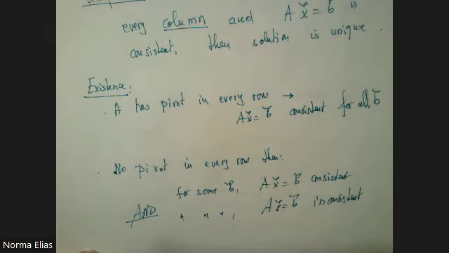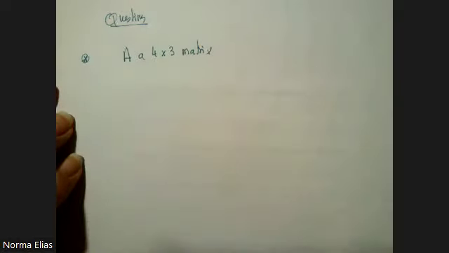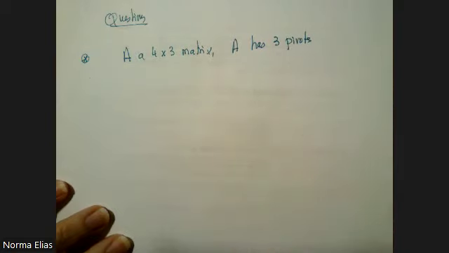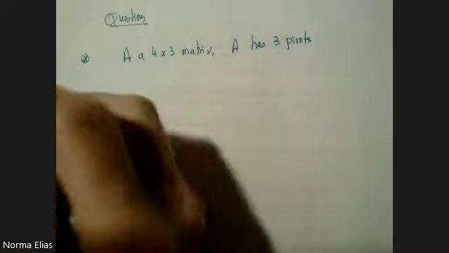So let me give you some questions. Question number 1: suppose A is a 4x3 matrix. So A is 4x3. Already you should have a picture in your mind. What is it? And A has 3 pivots. It means when you reduce it, the echelon form will have 3 leading entries.